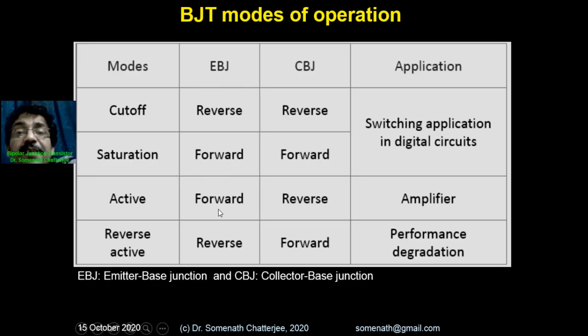The active region is basically forward and reverse. This is the ideal one, where we can use it for amplification, that means the emitter-base junction should be forward biased and the collector-base junction should be reverse biased, that is the active mode, right? And the reverse active, where the emitter-base junction is reverse biased and the collector-base junction is forward biased, is a performance degradation, so that part is not usable. That's why I told you that we have to use the active region, with the emitter-base junction forward biased and the collector-base junction reverse biased. Okay, there we can get the gain, that is the amplification.